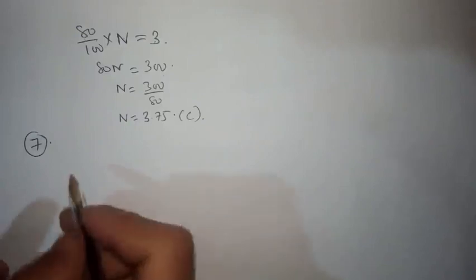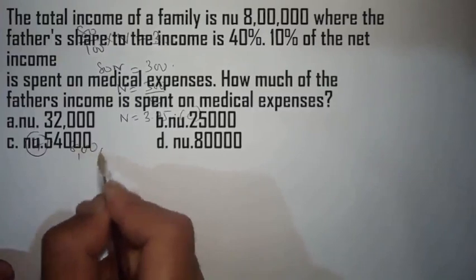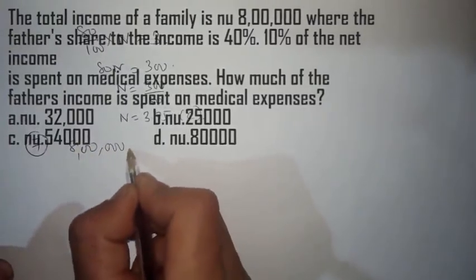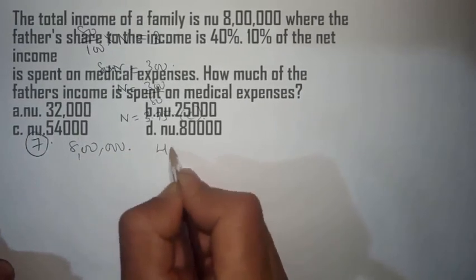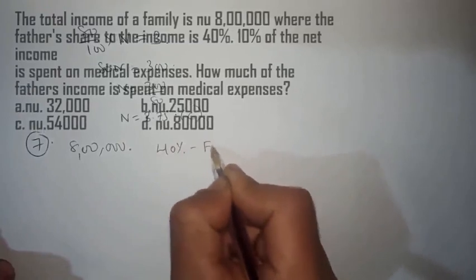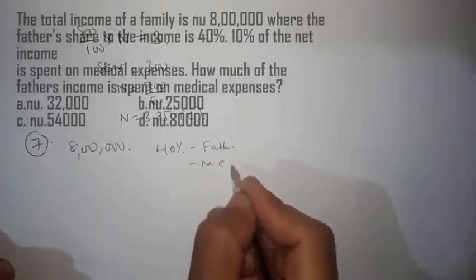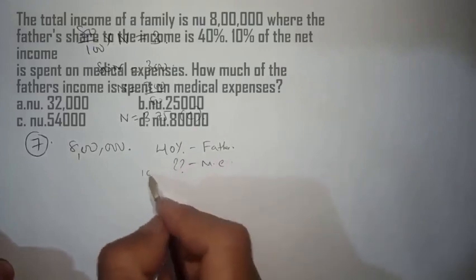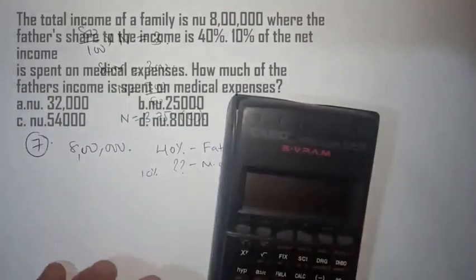Question number 7. The total income of a family is 8 lakh. The father's share of the income is 40%. 10% of the income is spent on medical expenses. How much of the father's income is spent on medical expenses? So first, we need to find the father's share from 8 lakh.